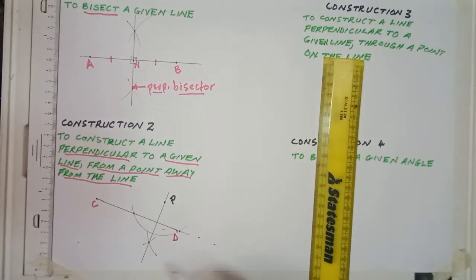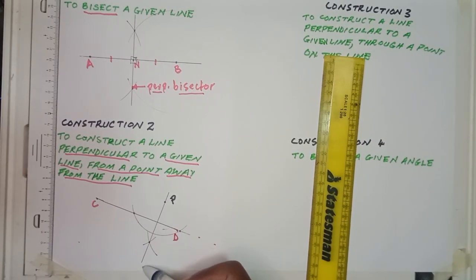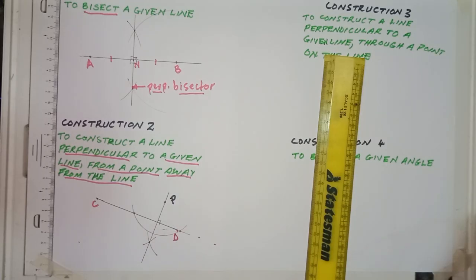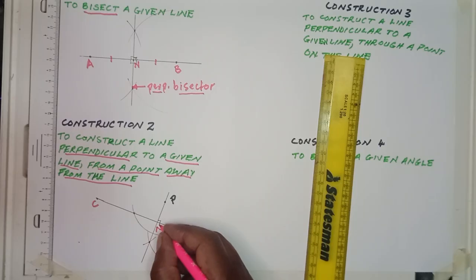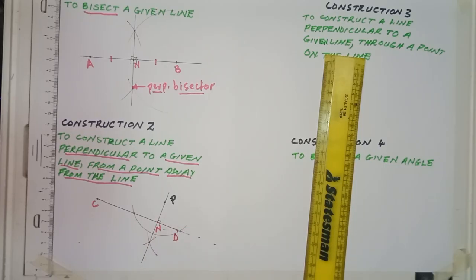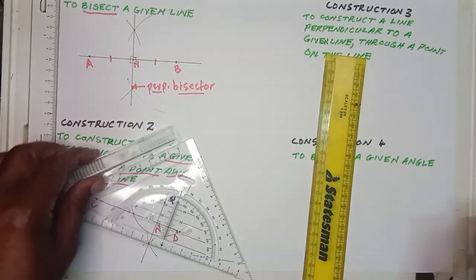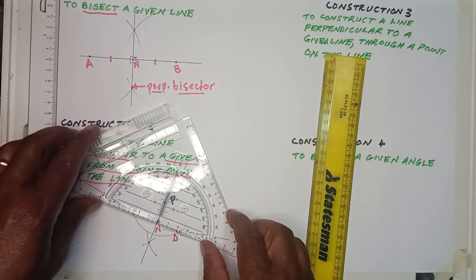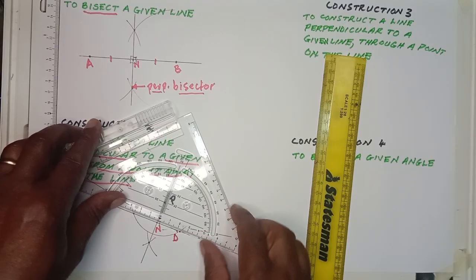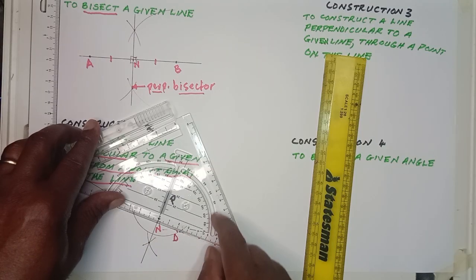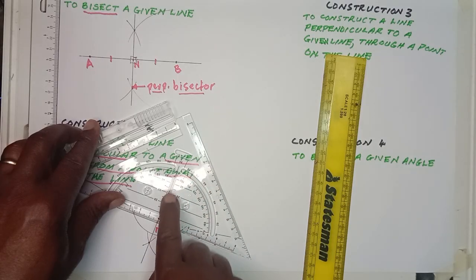By so doing, we have constructed a line which is perpendicular to CD. That is the line which is crossing CD at 90 degrees or at right angles. Now, if I may call this point N. Point N is here. Now, if we check again with a protractor, you can see that this angle is at 90 degrees. Putting the protractor point there and maybe one of the zeros on line CD and checking here, you can see that this is 90 degrees.